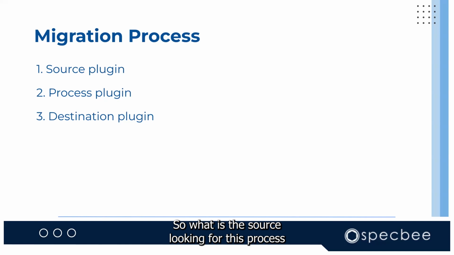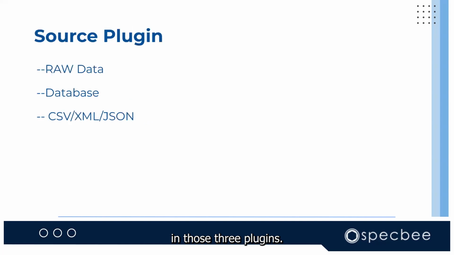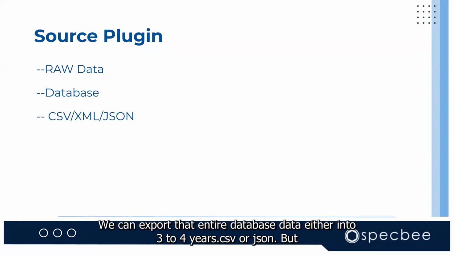So what is the source plugin, what is process, and what is destination? We'll discuss those three plugins in slightly more detail. The source plugin, as its name says, is where we give some sort of source data to Drupal. It's basically raw data. It can be anything: an XML file, a CSV file, a JSON file, or simply your database itself, right? A database SQL file is also a part of data. We can export that entire database into CSV or JSON as well.